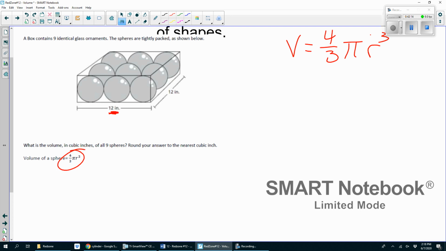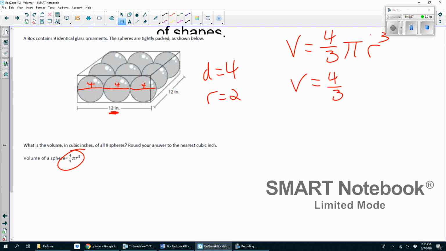Well, since these 3 spheres are going across the length of the box, they each must be 4 inches. 4 plus 4 plus 4 is 12. So the diameter of each one of these spheres must be 4. So if the diameter is 4, that means the radius must be 2. And that's it. Now we can use that.